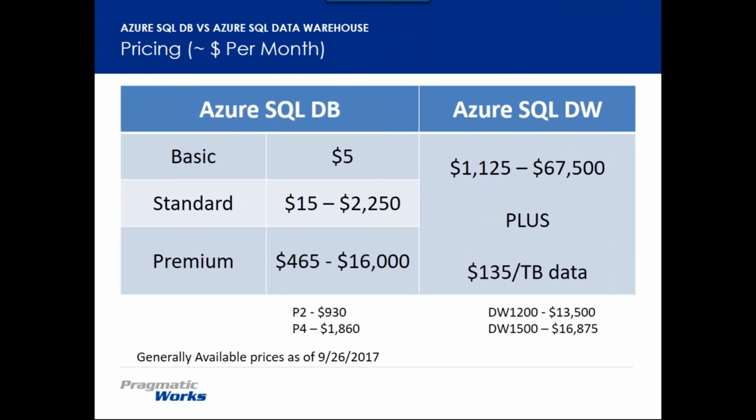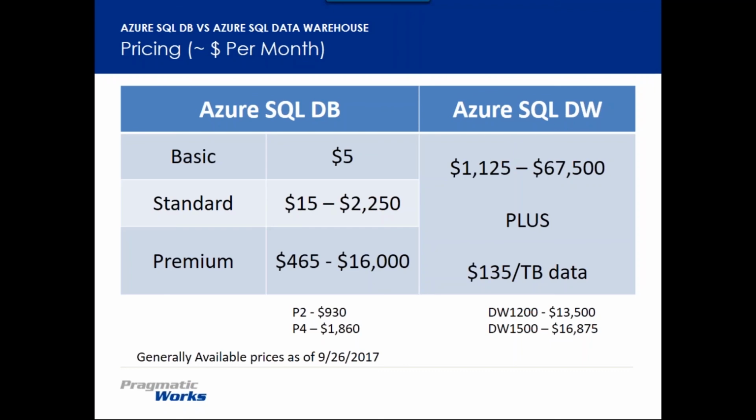So let's get down to what this all really means, which is pricing. How much does it cost to run one of these? So there's a range. On the database, per month, and these prices were as of this morning. And again, these are just the prices of the tiers that are generally available as of today. They're working on some other tiers and pricing options, but this is what's available today. So for the database, you're going to pay anywhere from as little as $5 per month for a basic, all the way up to about $16,000 for the top-end premium database.